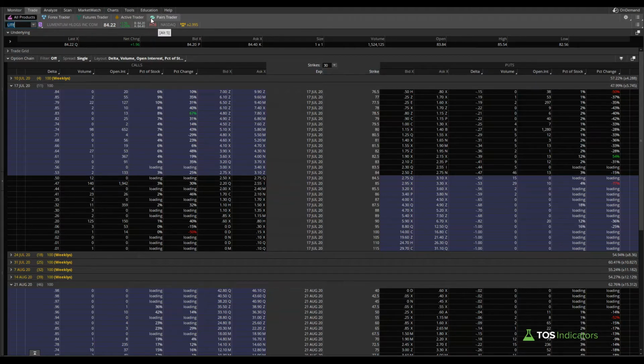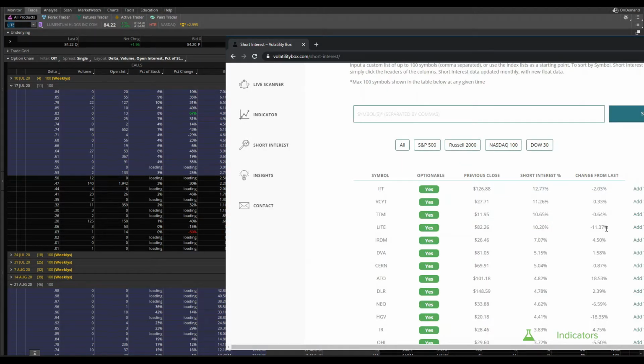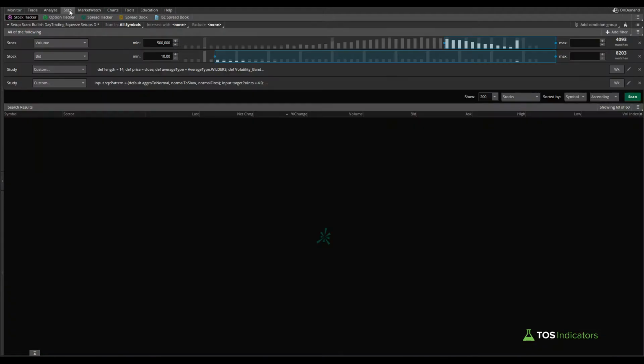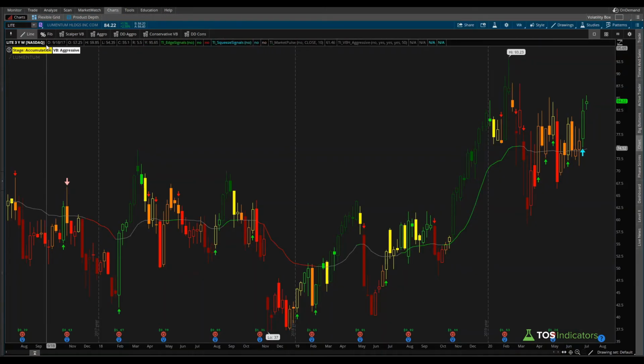You also have LITE being hard to borrow, which I imagine combined with the high short interest percentage, 10.20% is what we saw. Although our change from the last period has decreased, we're still at a period where we have relatively high short interest percentage. LITE looks to be the most interesting one out of this entire scan that I would be looking at for a move.